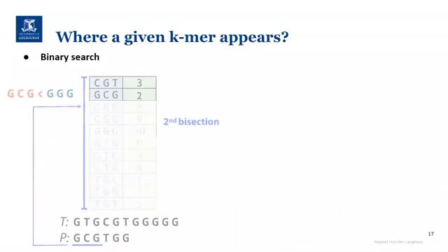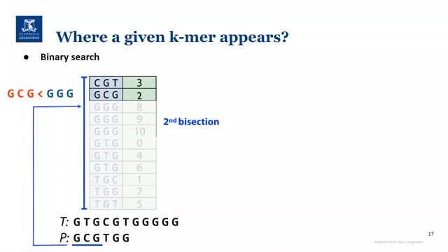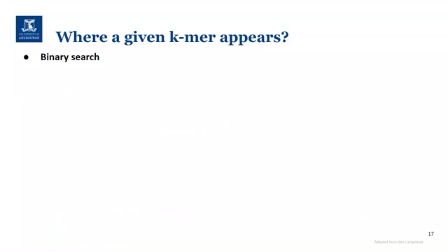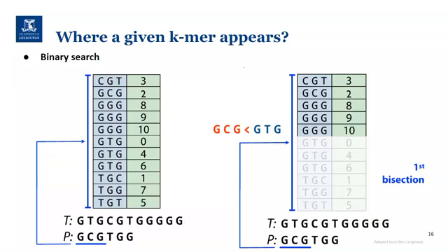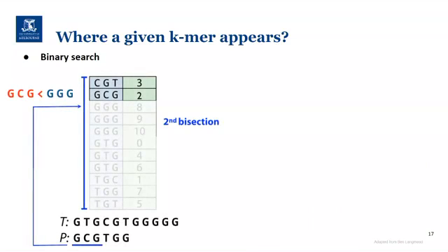So next, considering the upside, which is composed of these 5, as we can see here, we go to the middle again, which is GGG, and we ask the question, does GCG come before or after GGG? And it comes before. So we divide the data set again, and then we have these 2, and between them, we find that it actually happens here at index 2.